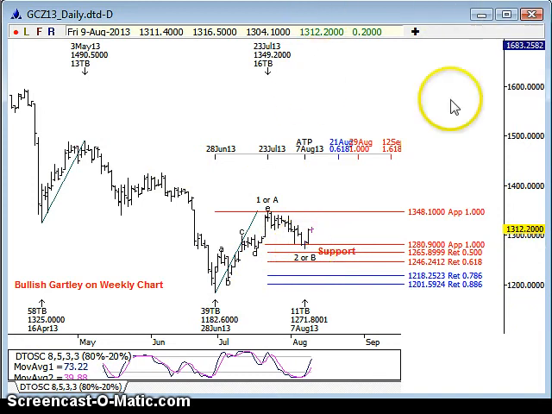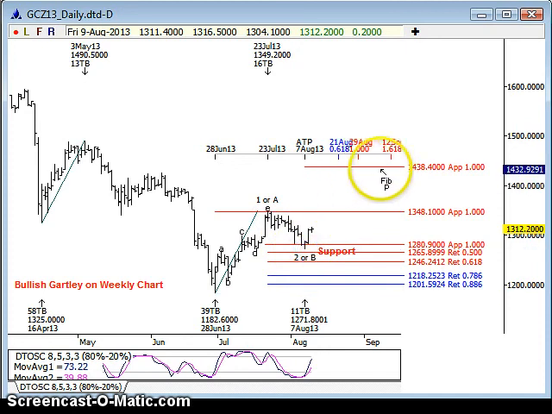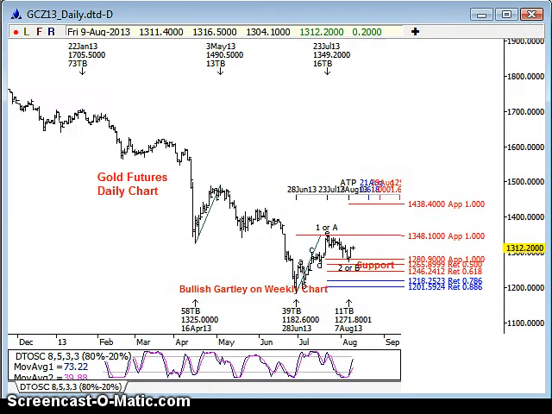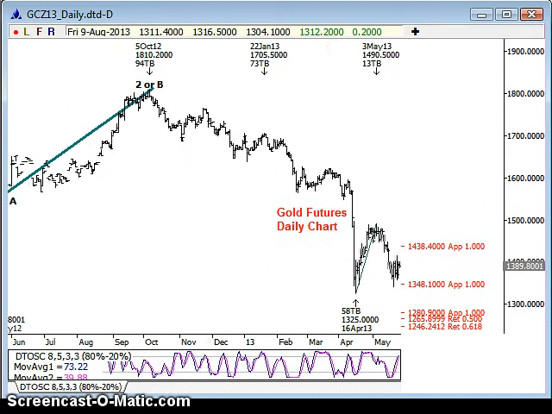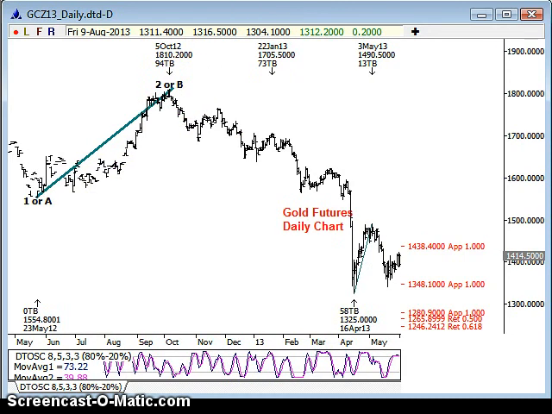But if you measure this projection of this low to this high off of this potential wave 2 or B low, it comes right out at 1438.40. And I'm going to squish this chart up for just a second so you can see the last time we had a larger degree correction in gold. And it was back in this move here from May 2012 up into October. And we're going to measure this as well.